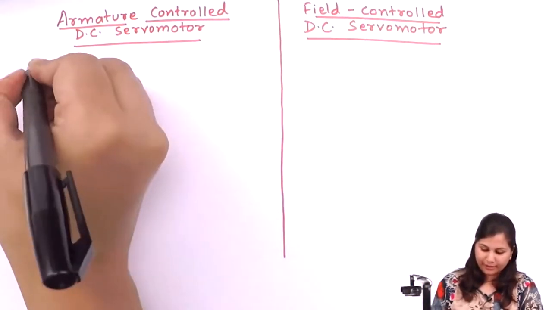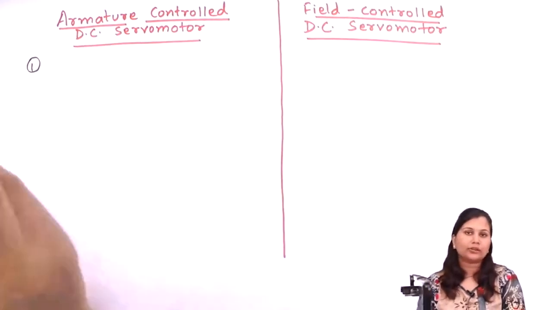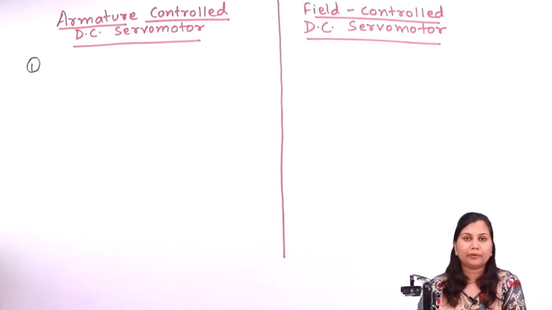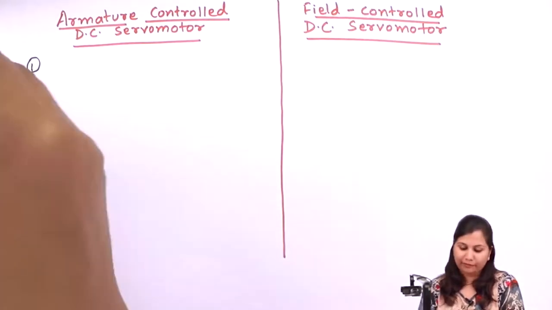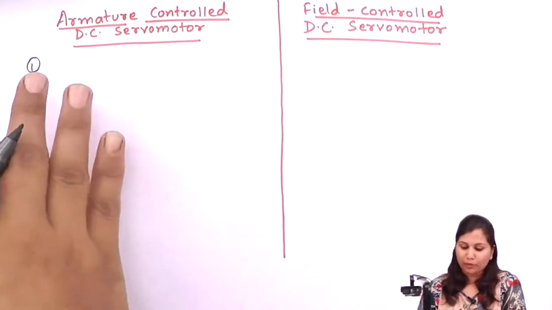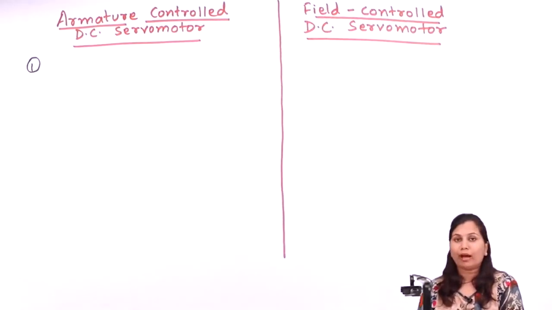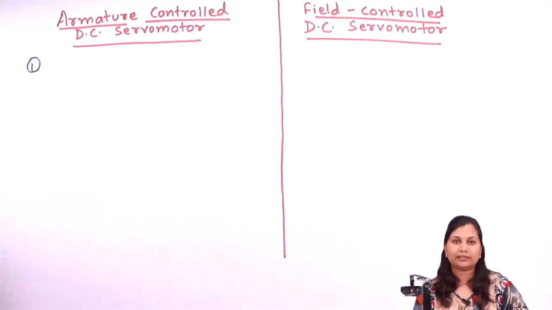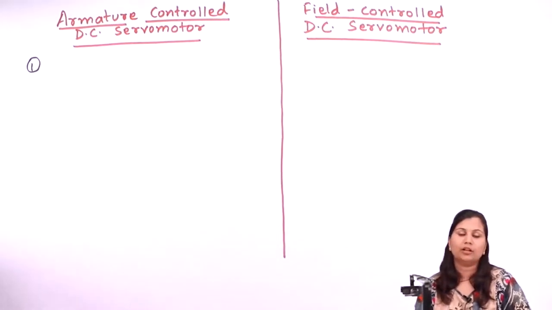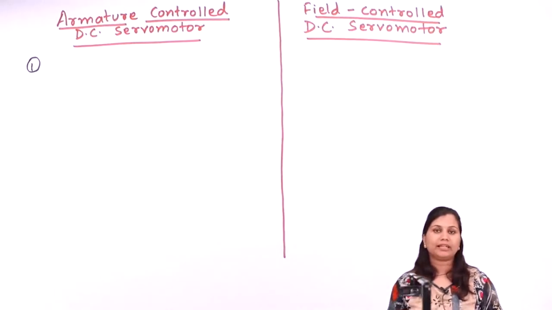So the first difference is the armature control DC servo motors, they give better performance because they are having closed loop. As you see the block diagram which we have drawn for both the armature and field control, if you have noticed, the armature controlled motor was having the control system as closed loop. So in a closed loop control system, we have the criteria to compare the input and the feedback signal, or the feedback signal is the output signal. So we can compare these signals and we can make corrections in it.